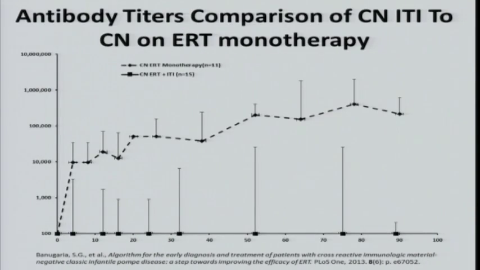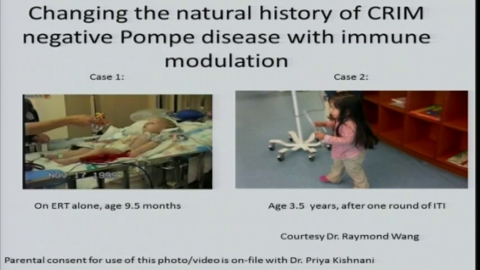How does that matter? Do they live longer? Look at the antibody titers. This is in the group of patients who are only treated with enzyme therapy. You can see the antibody titers keep going up, versus the group of patients who are treated with immune modulation. And so how does this ultimately impact you?